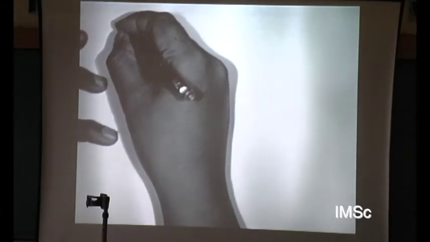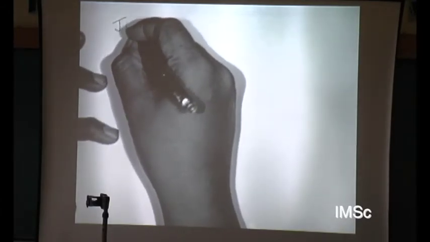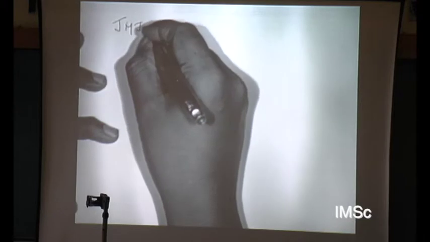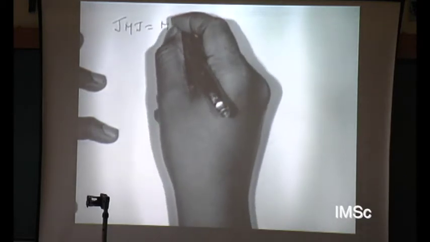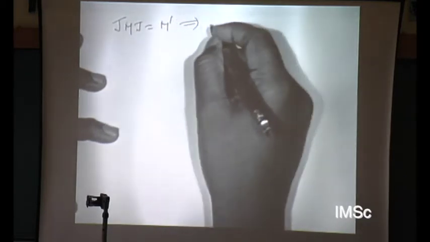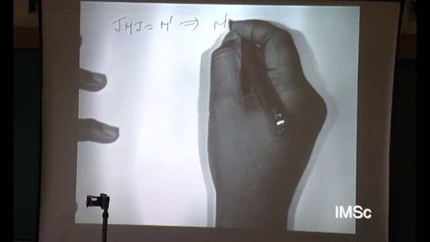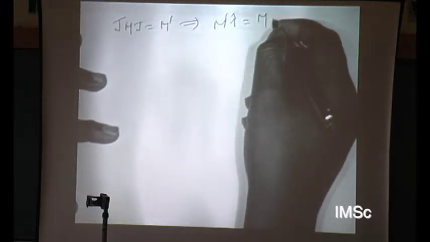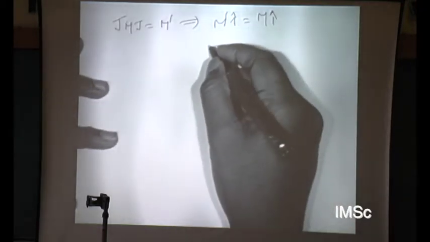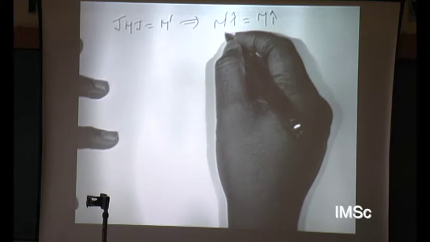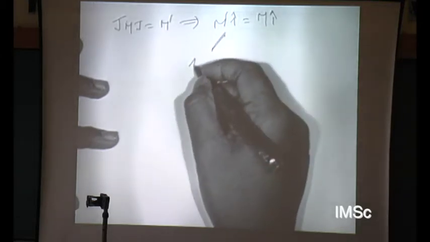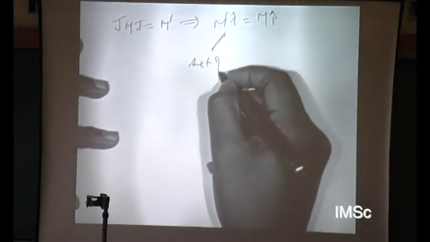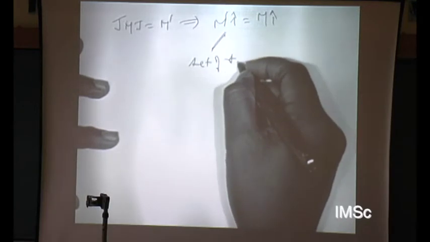Right? So I'll just repeat this. J M J equal to M prime implies that M prime 1 hat is equal to M 1 hat. But this M prime 1 hat is the set of right bounded vectors.